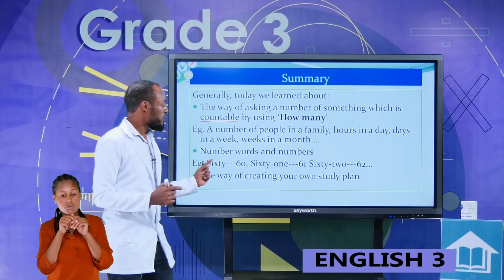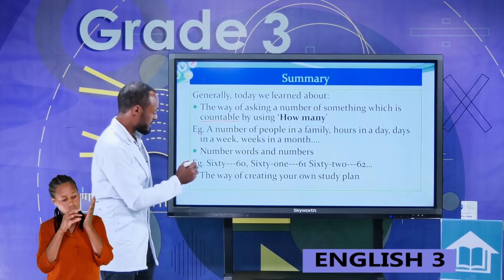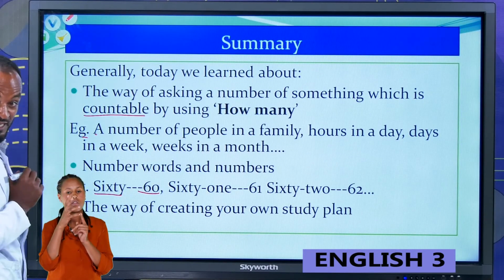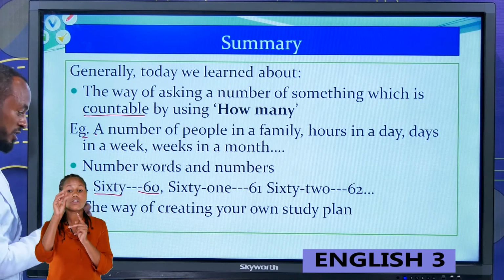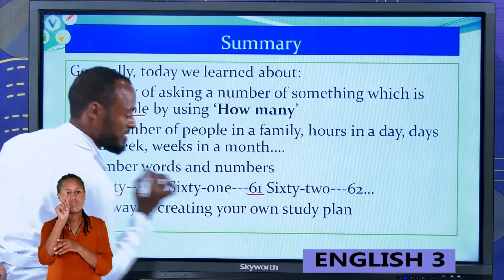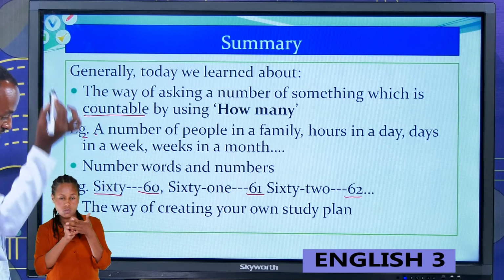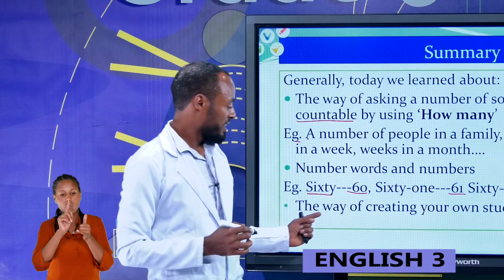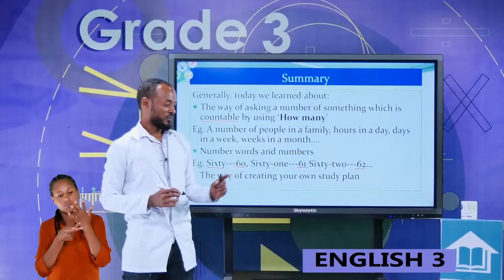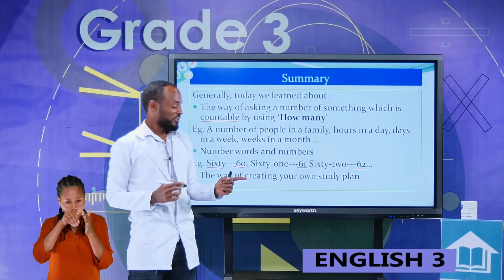Here. Another one. Number words and numbers. We can talk about number and number words. See, it's like 60. 60 is 60 in number, this one in word. 61. You can write here 61. 62. You can write here 62, as it's given above. The last one is the way of creating your own study plan. So you have to write sentences. That's all about today's lesson. Thank you for your attention.